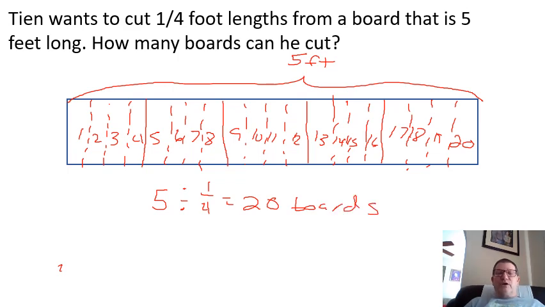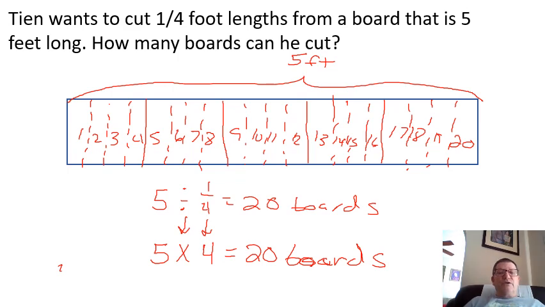Now let's try this number-wise. I have 5 feet. I'm dividing it by 1/4. So I'm going to use the inverse, which is 4. Since I'm changing it to its inverse, I need to change the operation to the opposite one also. So 5 times 4 gives me 20 boards. So the key to this is that you're inverting the fraction. So that means you have to change the operation to the inverse.